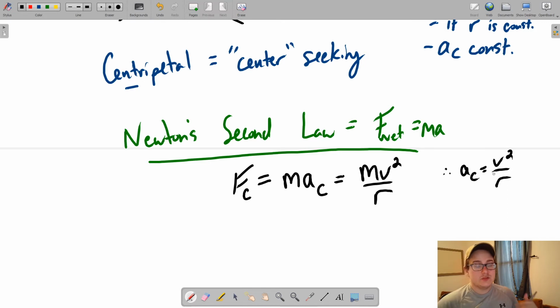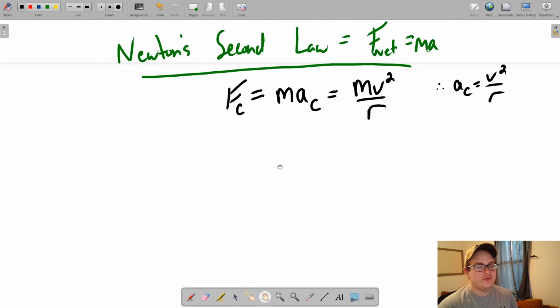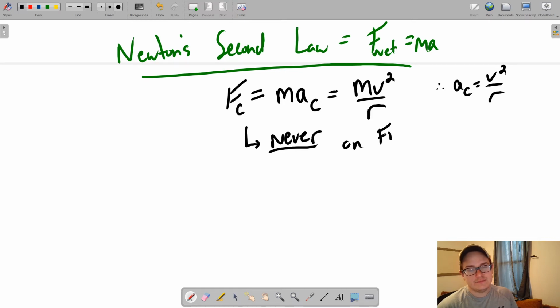Okay, so what do you do with F net? Is it ever drawn on your free body diagrams? Well, that answer is no. It's never drawn on free body diagrams. It helps you determine your algebra later on, but it doesn't necessarily help you within that moment when you're drawing your free body diagrams.